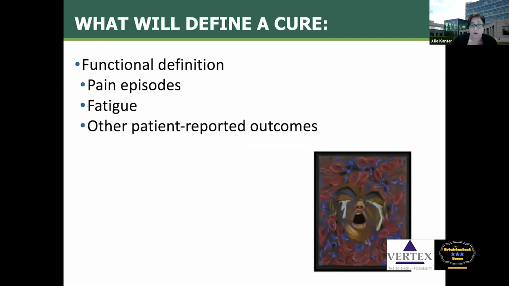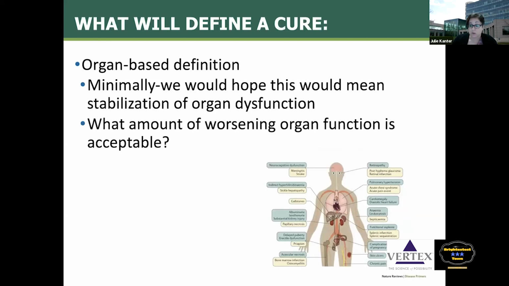Pain is one of the biggest problems in sickle cell disease. So we want to see a complete reduction of pain episodes or a near complete resolution. We also want to see fatigue improve and other patient-reported outcomes. Finally, we need organ-based definitions of a cure. We hope that this will stabilize any organs that have had dysfunction. But if it doesn't, and we see a little bit of worsening organ function, how much is acceptable if we see a biologic and a pain cure?